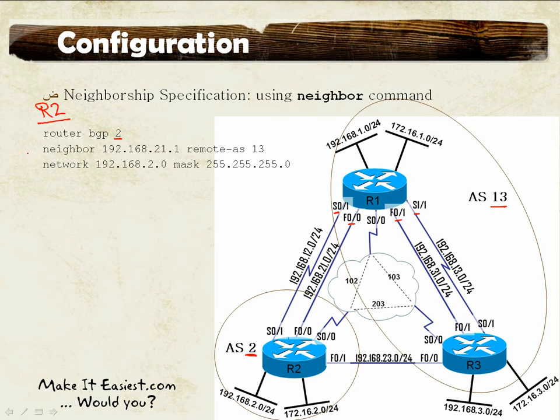Then you need to specify the IP address of your neighbor using the neighbor command, then the IP address of the neighbor, and you need to be correct about the autonomous system being used, using the keyword remote-as. So let's do this and let's view how exactly BGP is being configured on our routers.